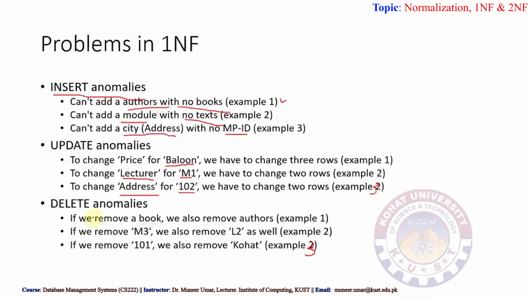And in case of delete anomalies, we will have a similar situation. For example, if we remove a book, we will also remove the author, so the record of the author will be deleted. So if we are going to remove a module, then the lecturer will also be deleted, so it is not possible, because we may want to keep the record of the lecturer. And if we need to keep the record of a city but we are going to remove an employee, the record of the city will be removed automatically.